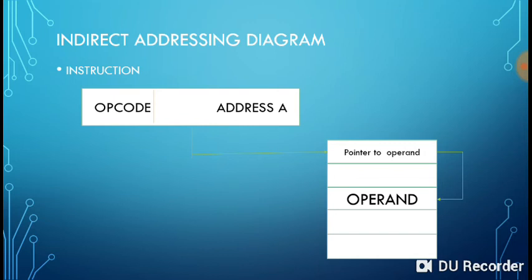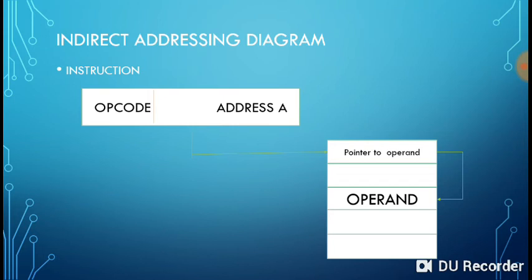For example, add A adds the contents of the cell pointed to by the contents of A to the accumulator. That is what the indirect method is all about.